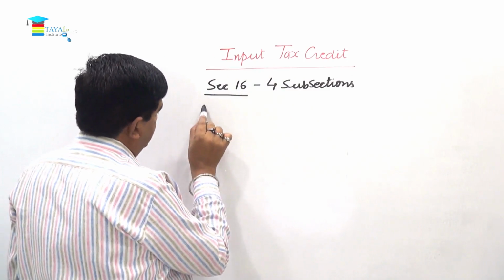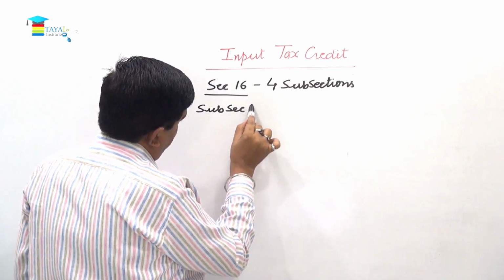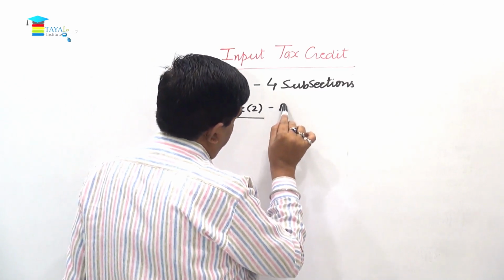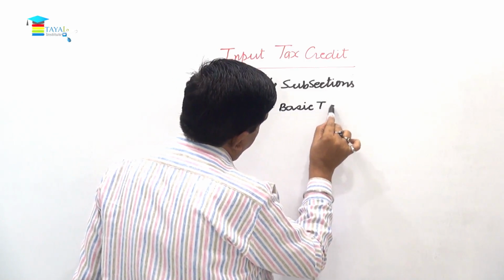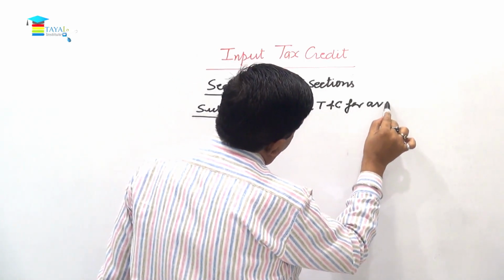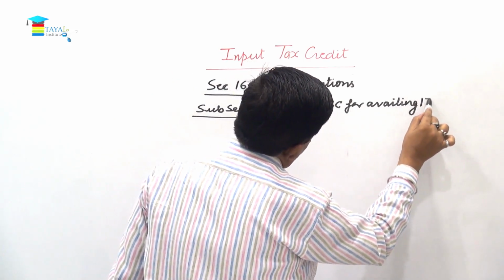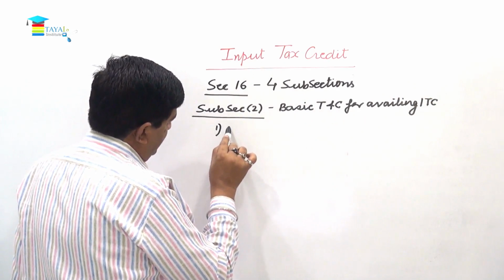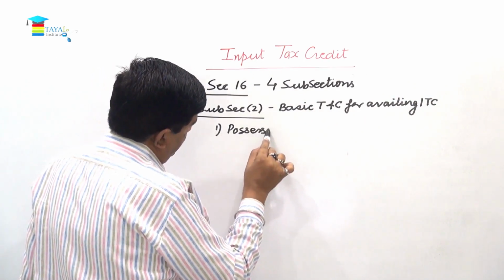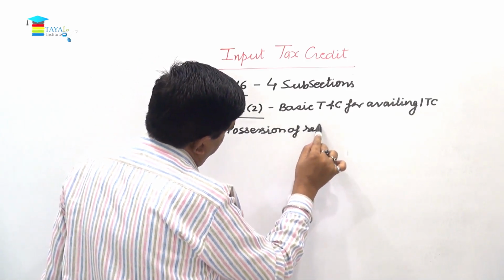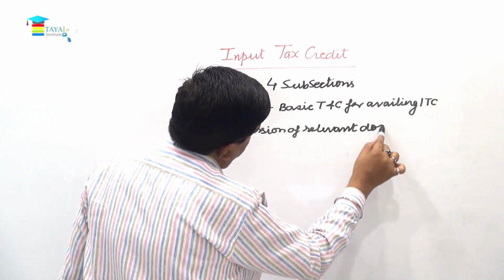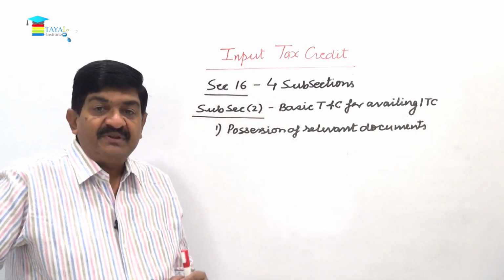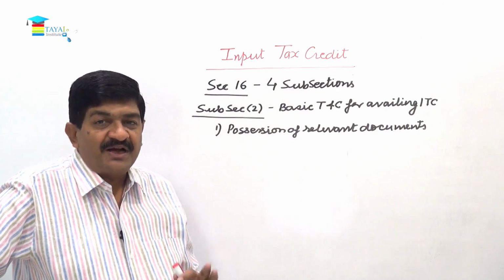So here we have subsection 2, and these are basic terms and conditions for availing input tax credit. The first condition is possession of relevant documents. So rule number 36 is having the list of documents on the basis of which credit can be availed.